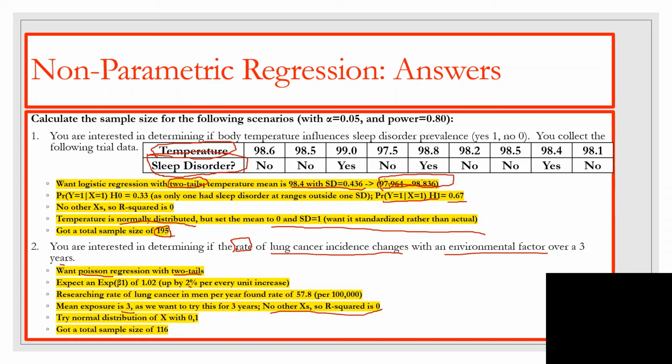And again, r squared is 0 because we have no covariates. We'll try a normal distribution, standardized, to get a total sample size of 116.